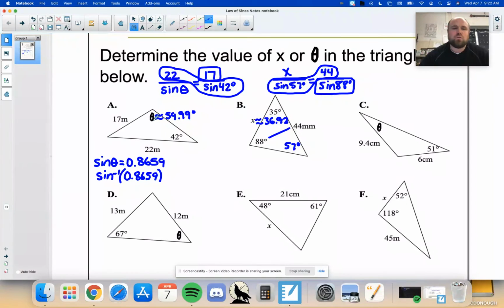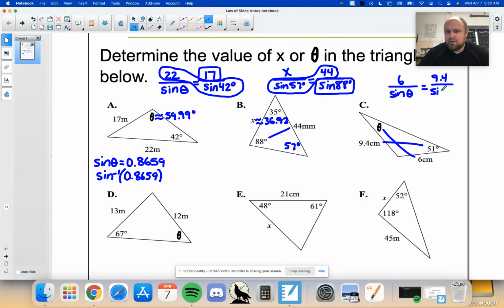Okay, so I've showed you one where you find an angle and one where you find a side length. So we're going to use that to try to find C, which is an angle theta, and we need to know what is across from it. Angle theta is across from the 6, and 9.4 is across from 51, and we can use that to set up an equation. So I'm going to say 6 divided by the sine of theta, because those are across from each other, is equal to 9.4 divided by the sine of the angle that's across from the 9.4, which is 51 degrees.